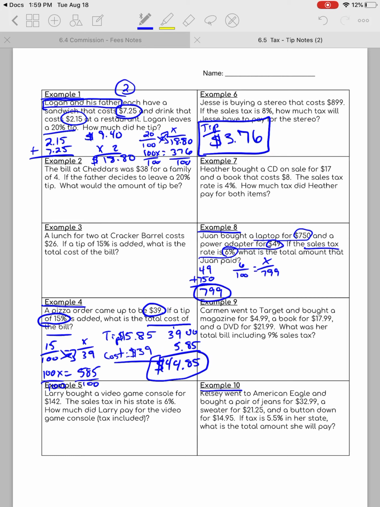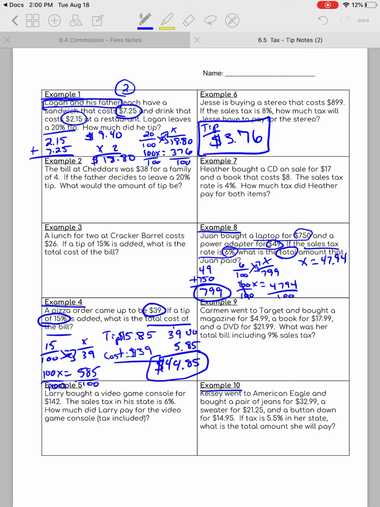You have 6 over 100 equals x over $799. Cross multiply and divide. You have 100 x is equal to $799 times 6. 4794. Divided by 100 means that x equals 47.94. So what does that tell us? That tells us the 6% tax. So the question is does that give us the answer we're looking for?